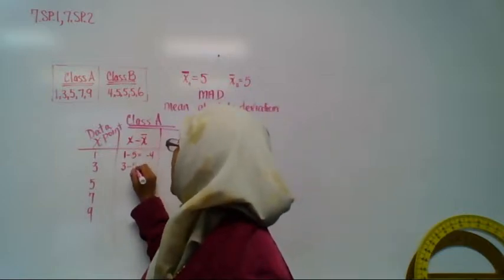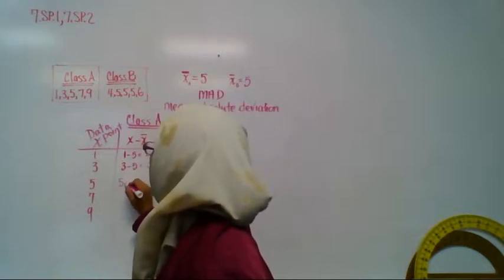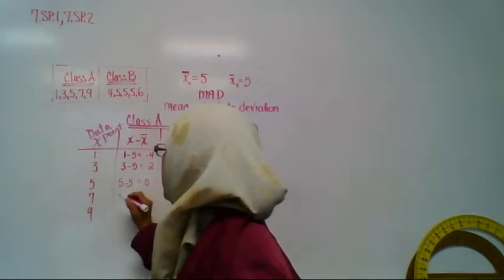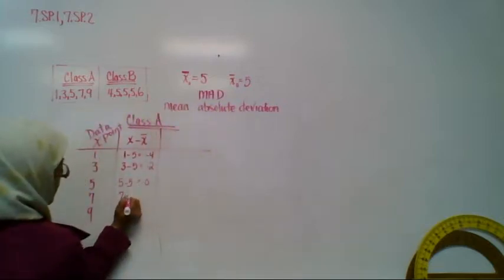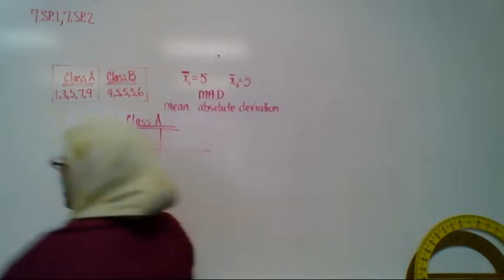3 minus 5 is negative 2. 5 minus 5 is 0. 7 minus 5 is 2. 9 minus 5 is 4.